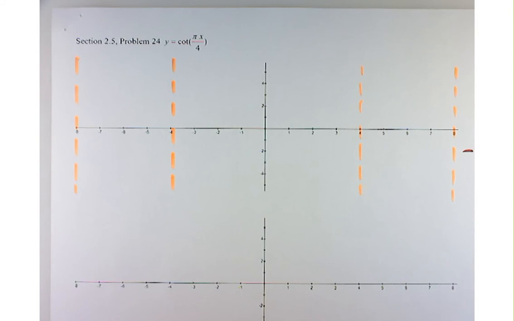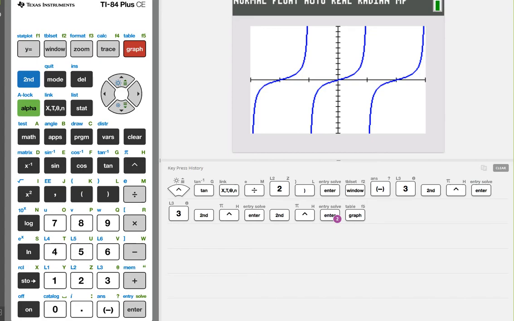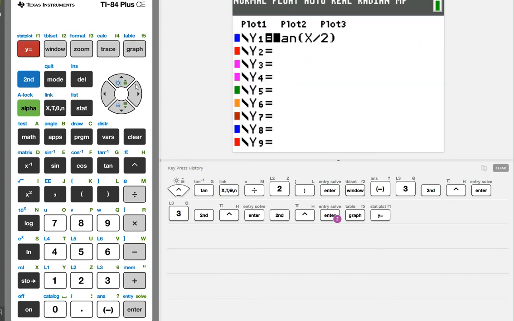So where do you want to do it? Want to do it on the graphing calculator or Desmos? It's up to you. Graphing calculator? All right, let's do it on the graphing calculator. So let me clear out a bunch of stuff here. Let's clear this out and clear this out.